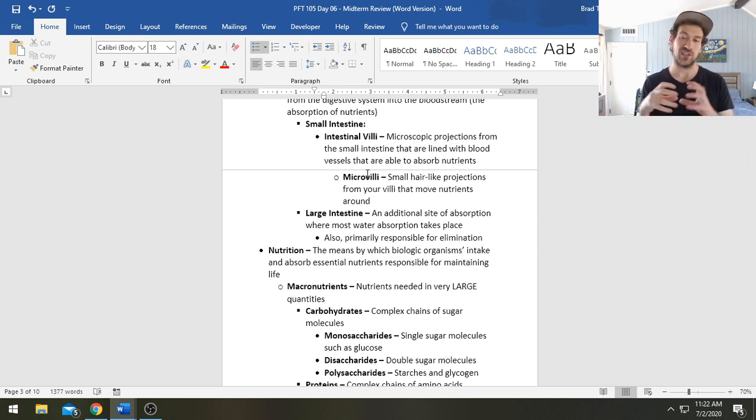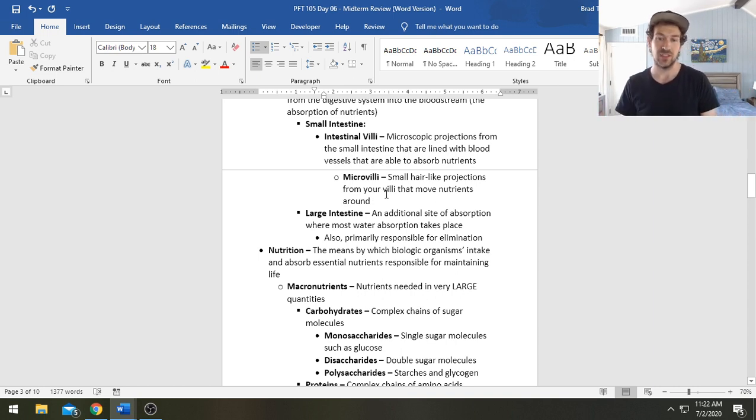And they're these little projections that line your small intestine that are covered in blood vessels. So when you look at your small intestine, you're going to see it's kind of folded like this. There's a lot of tiny folds inside, and those folds are what we call lumen. And the folds are covered in hairs, which we call villi. And then those villi are actually covered in other hairs called microvilli. Microvilli's job is to move nutrients around to get into the holes. And that's how we actually absorb stuff into our bloodstream. And it's so microscopic. This is happening on a chemical level.